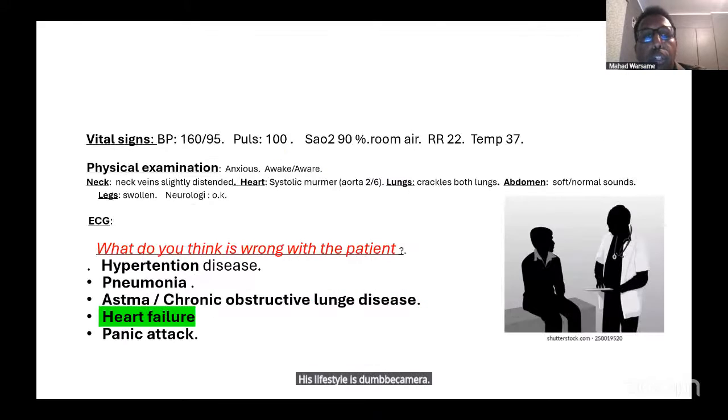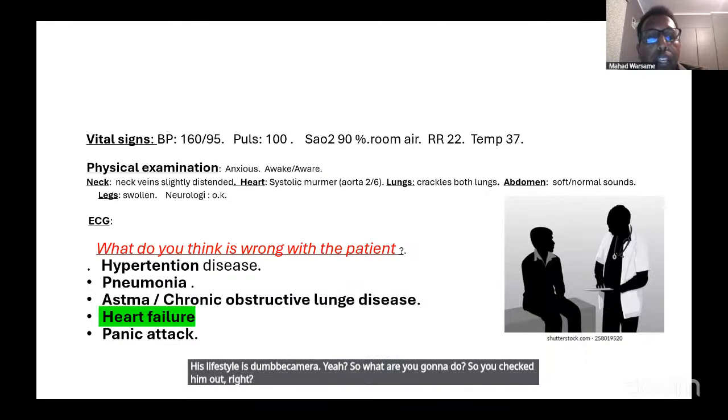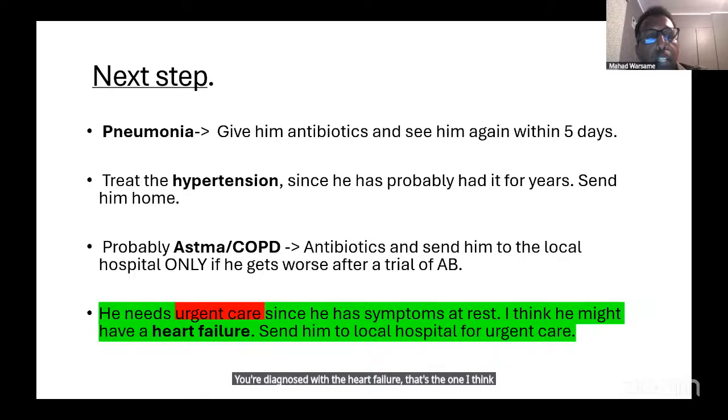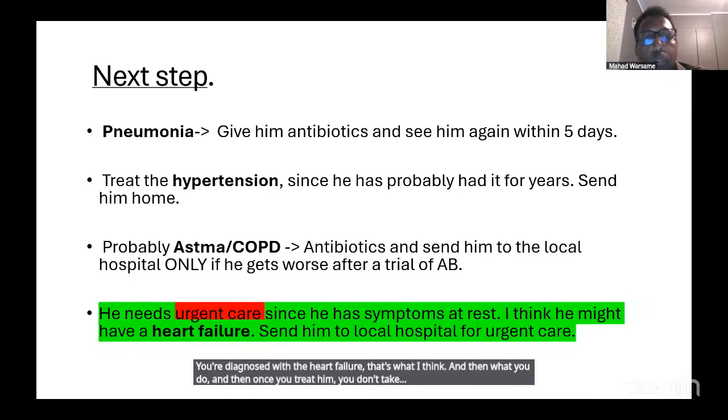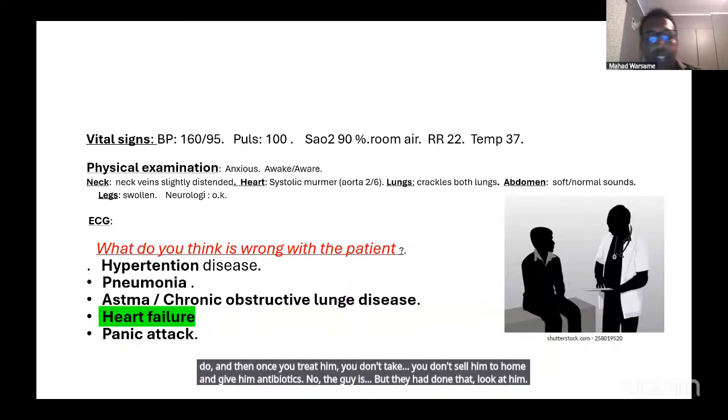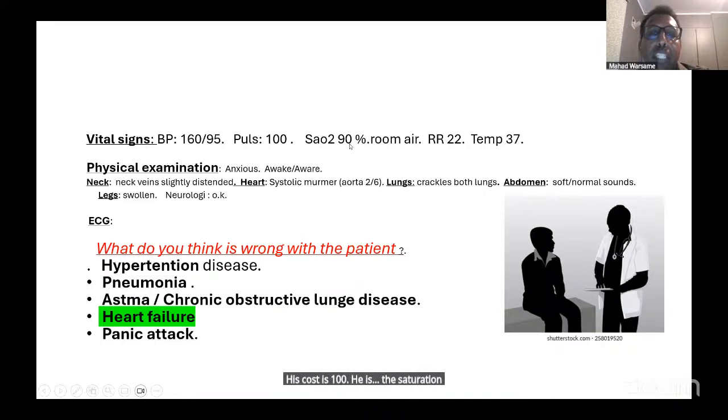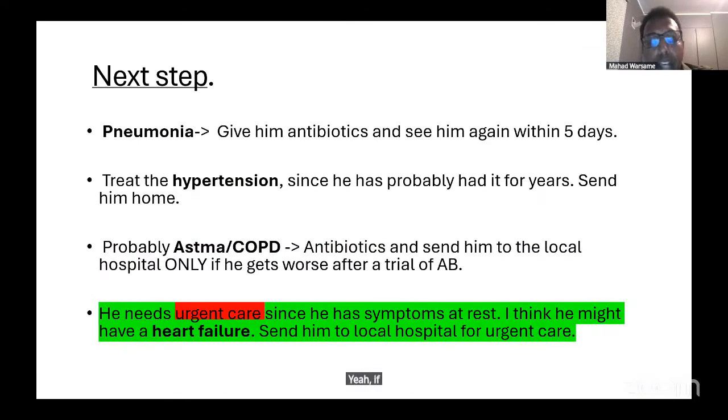Yeah? So what are you going to do? So you checked him out, right? You see everything. So I guess your diagnosis will be now heart failure, right? That's what I think. And then you treat him. You don't send him home and give him antibiotics. No, look at him. He's tachycardic. His pulse is 100. The saturation is 90%. He's hypoxic. He is anxious. So this patient, you shouldn't send him home. If you send him home, he will die. Basically, simply.